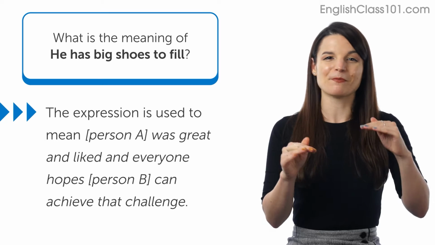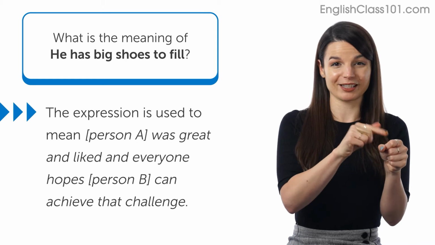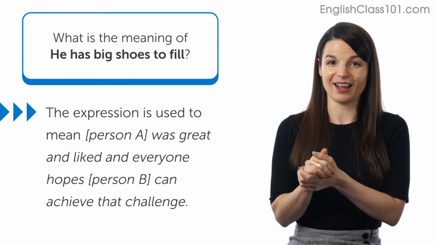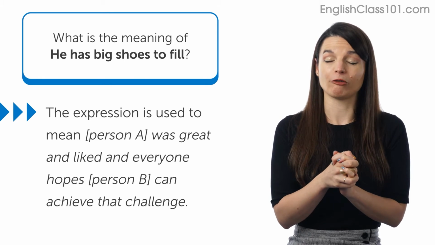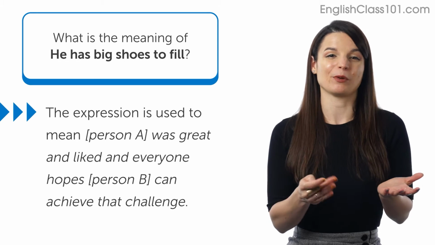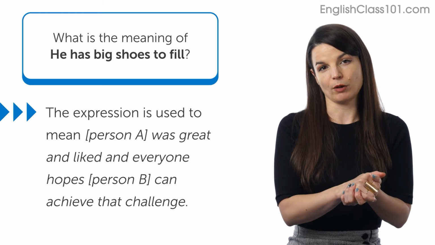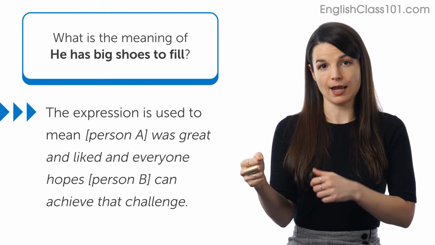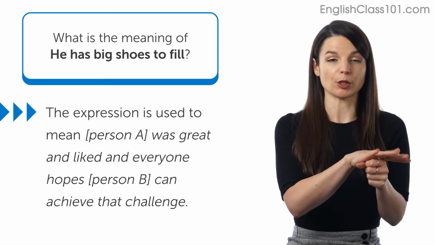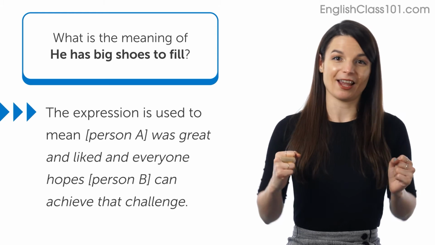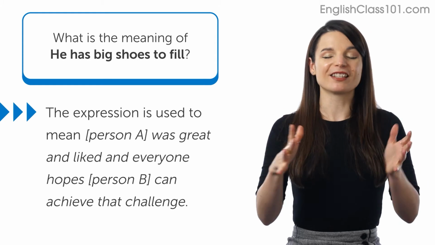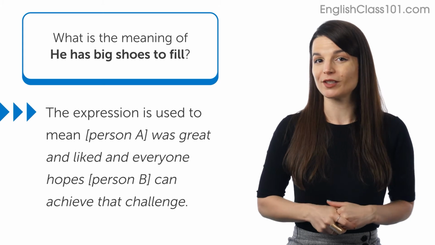So some people might feel a little bit worried. If you're person B, you might feel a little bit worried, like, oh gosh, everybody loved person A. I don't know if I can do this. But they might be a very supportive team. It might be a good situation. So it kind of depends on the situation a little bit. Generally, if you are person A and someone says that about you, that means that people really appreciate you. If you're person B and someone says that, it means they have really high expectations, and the other person was really great. So this is what the expression big shoes to fill means.